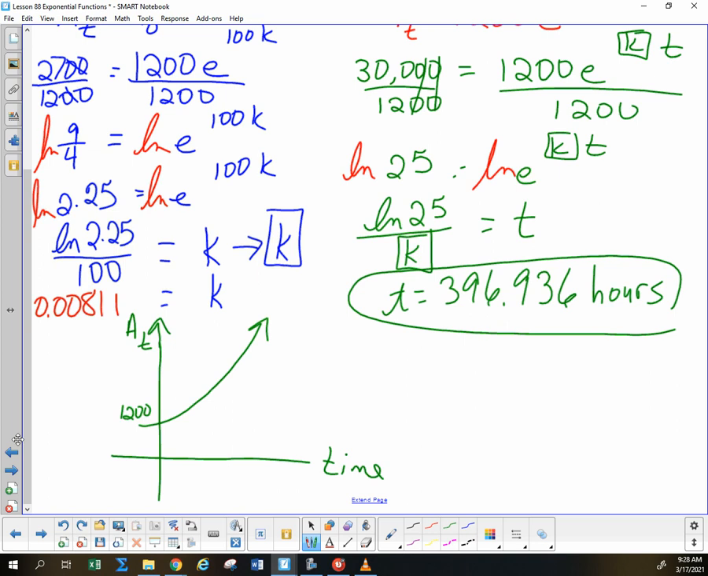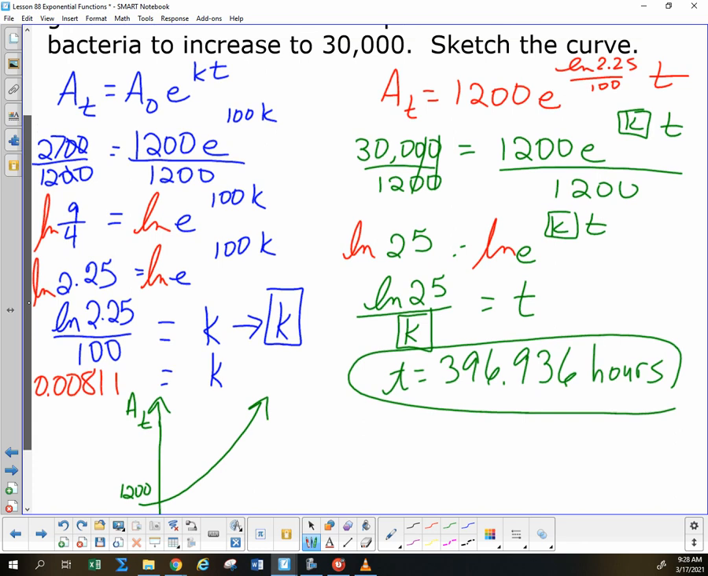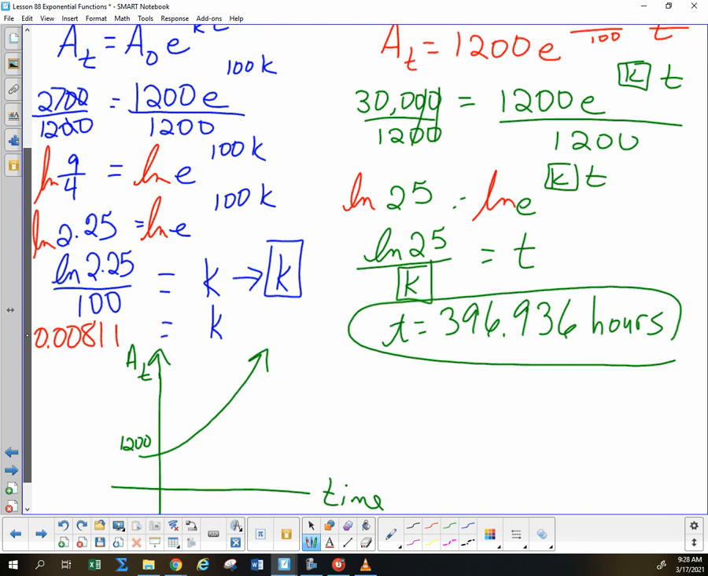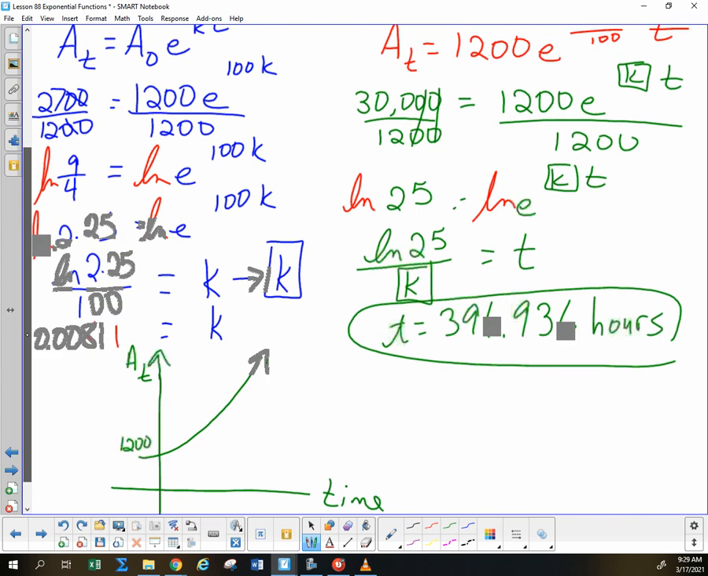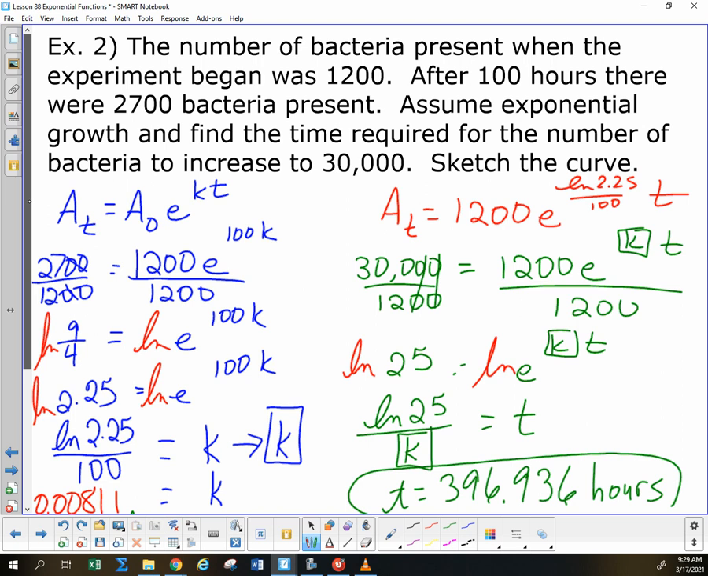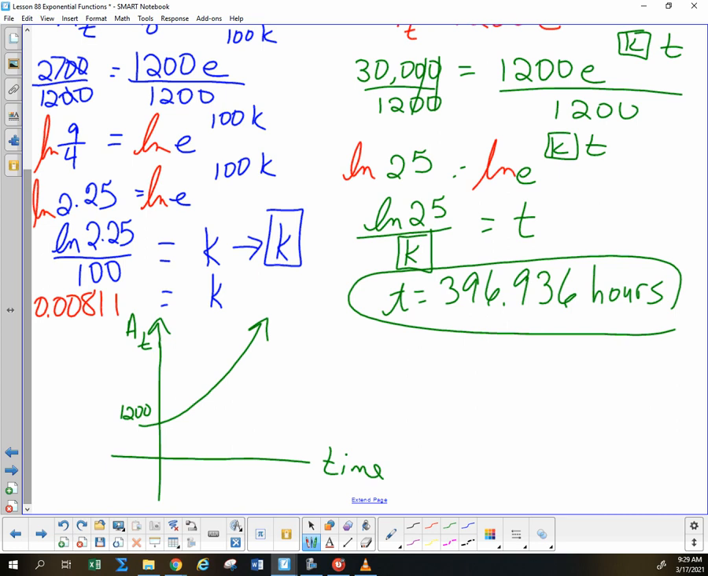Then, let's see, what did I have on there? Okay, I could label another point if I wanted to, but I'm not really going to worry about scale on it. The other point that I know is after 100 hours, there were 2,700 bacteria. So I could just kind of, well, see, a little more than double that. So about twice as high on that. That point would have to be 100, 2,700. It would have to be somewhere on there. Does that make sense? And let's see. I think we're doing okay on time here.